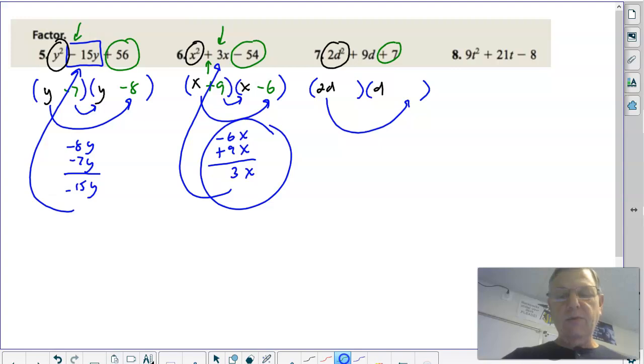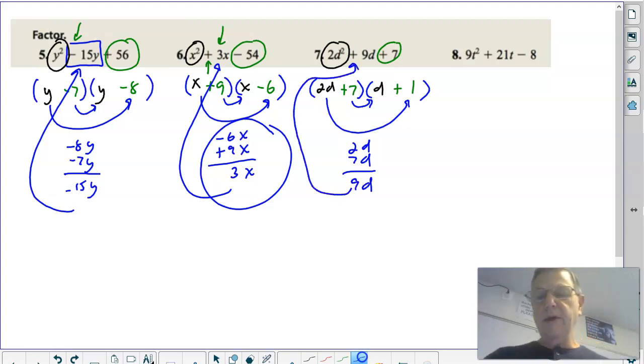Now watch. This is going to be wrong. If I put the 7 there, I get 14. That's too many. And I know if the 1 goes there, there's 2, right? 2 times 1 is 2, and the 7 goes there. Doesn't that get me 9? And again, here's my check. Outers, 2D, inners, 7D. Sure enough, that 9D in the middle.